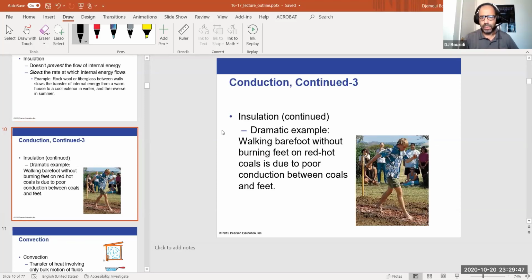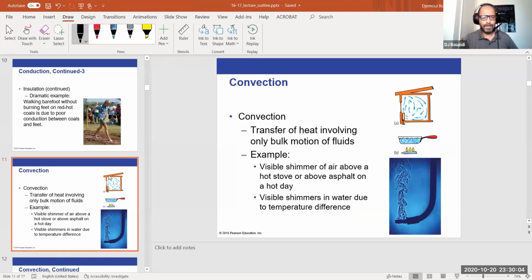Okay, this is because coal is a poor conductor. So if you walk fast enough, it's not going to transfer heat to your feet. I did not try it though, but somebody can try it and see if it works. At least people do it.